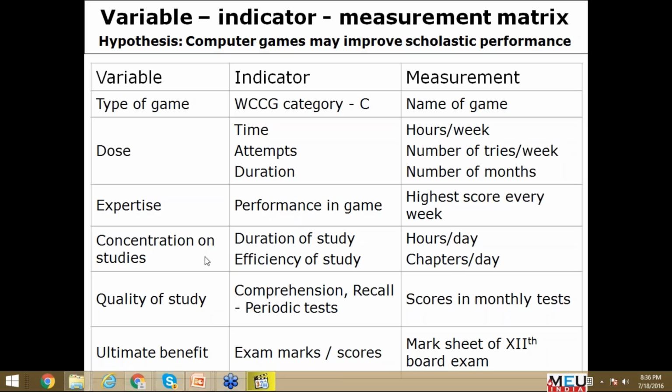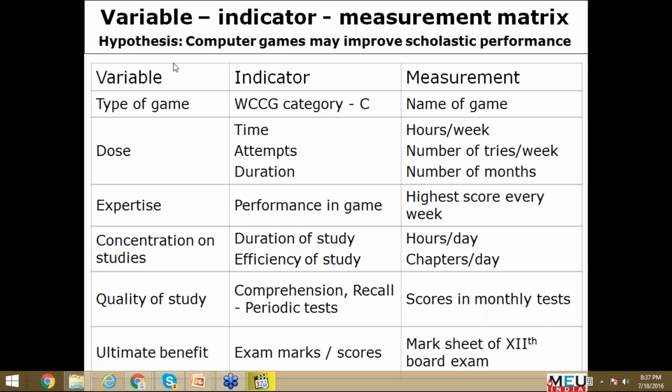Does it result in concentration on studies? The duration of the study, efficiency of study. Does it improve the scholastic performance? Can the child sit for longer hours per day or read multiple chapters per day? The quality of studies: whether these games increase the comprehension or recall, or periodic tests, and their scores in monthly tests, and ultimate benefit, exam marks or scores or mark sheets of the 12th board exam, etc.